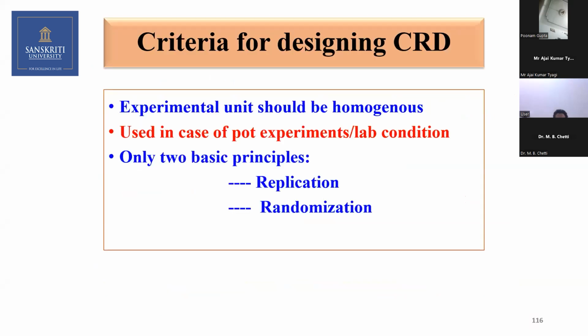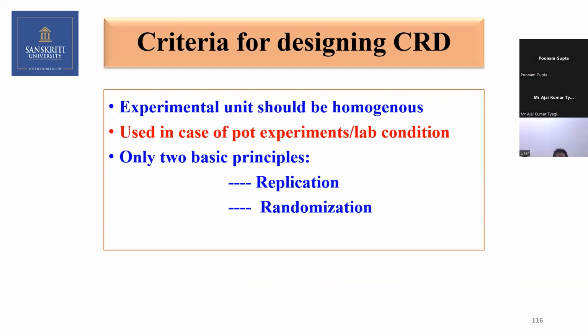Now here, the criteria for designing: experimental units, either plots or patients, should be homogeneous, and it is used in the case of pot experiments or lab conditions. Even in Ayurvedic medicine, you can use it if all the units are homogeneous. Then the other two principles, replication and randomization, should be done properly.